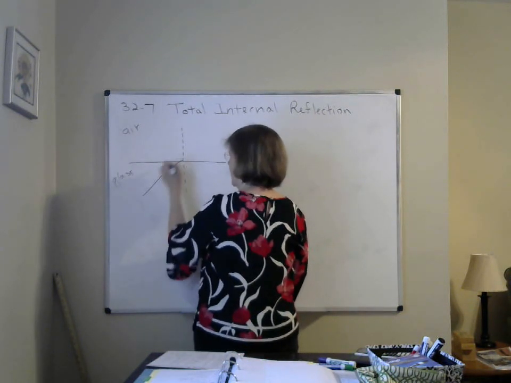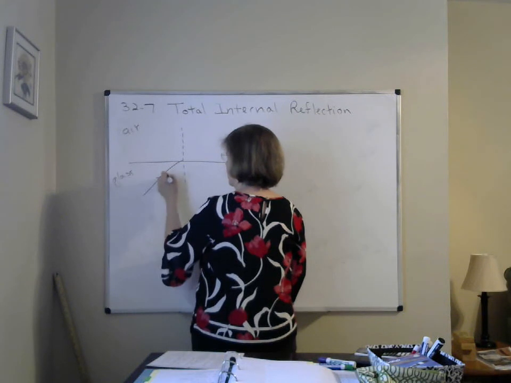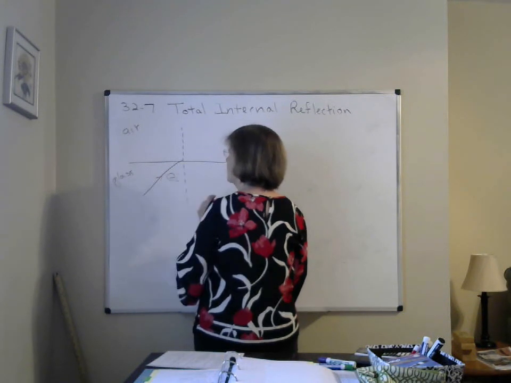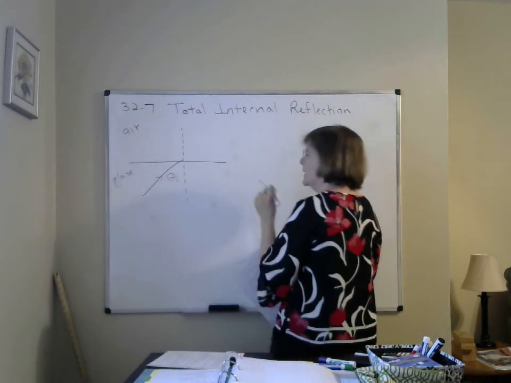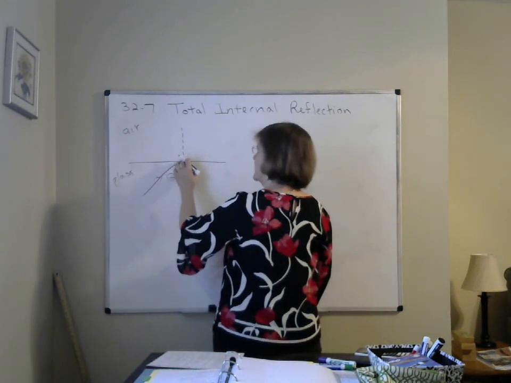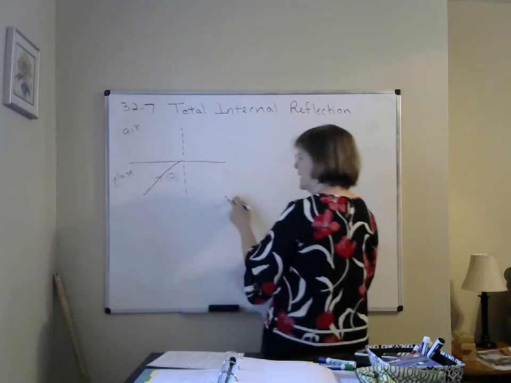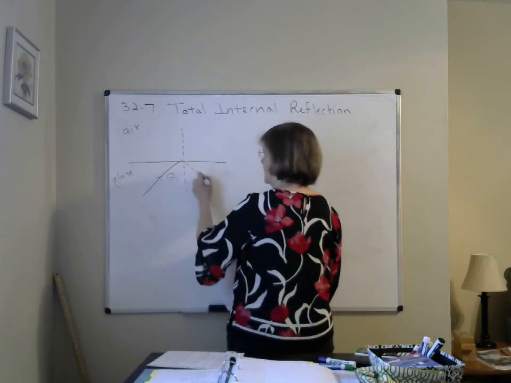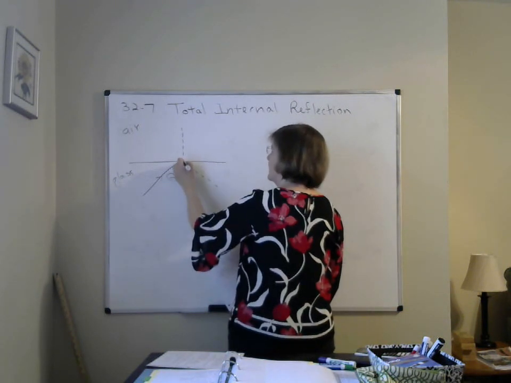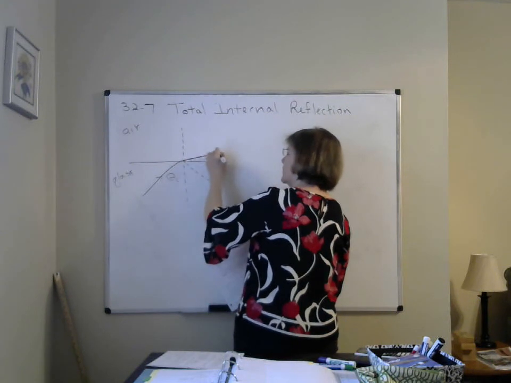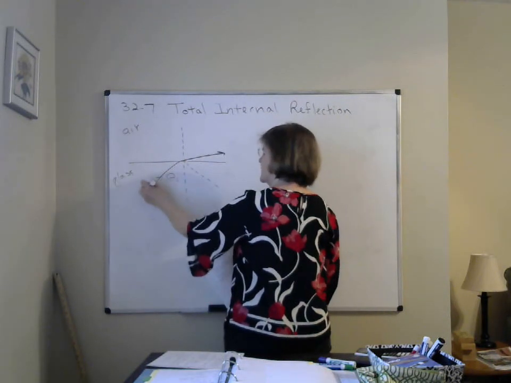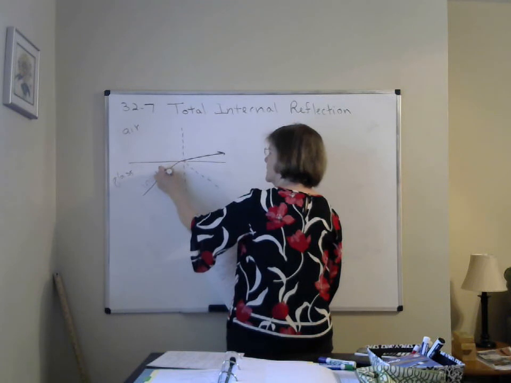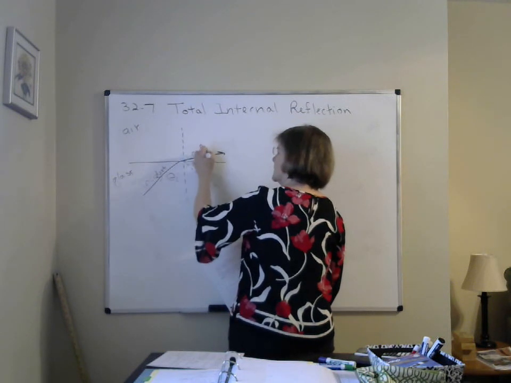Here's theta I. That's my incident ray. When it hits this glass, generally speaking, part of the ray will reflect back in, and I'm going to draw the reflected ray, but part of the ray will refract away from the normal. So this is incident, and this is refracted.